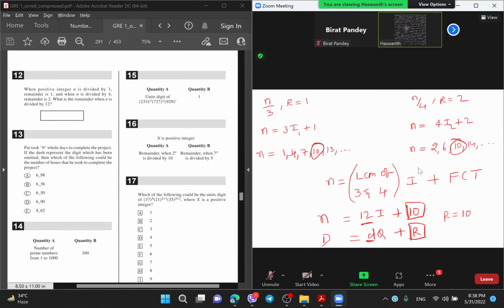First we talked about n being divisible by 5. N by 5 gives us an integer. N when divided by 5 leaves a remainder 2, so n is 5 into some integer plus 2. And in this case, we are talking about values of n which satisfy two different conditions. Satisfying both the conditions, n will be of the form LCM of the numbers involved into some integer plus the first common term, the first term common to both the sequences.